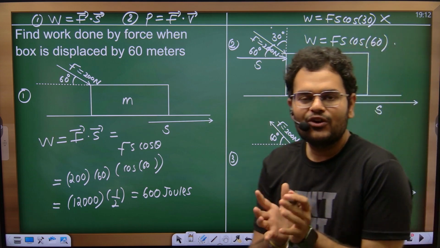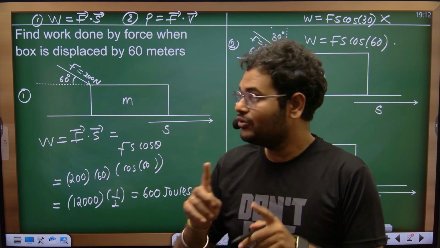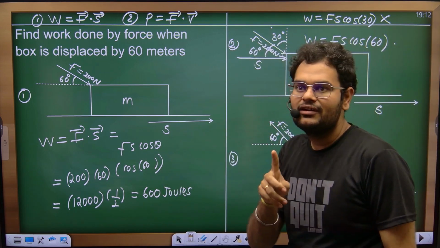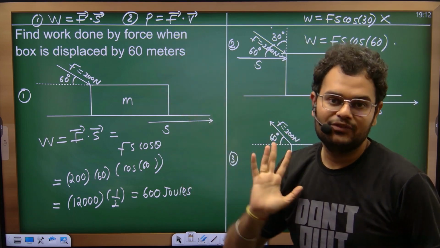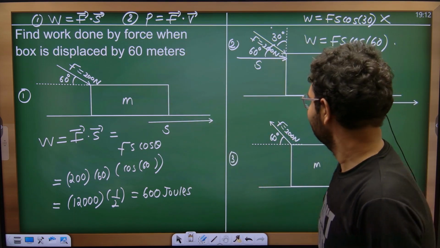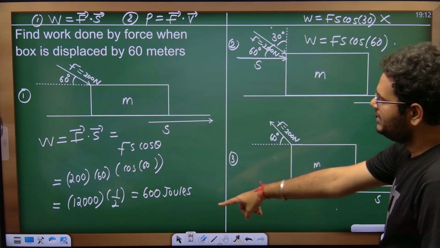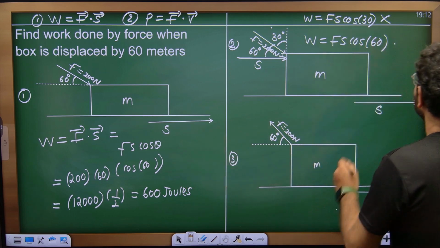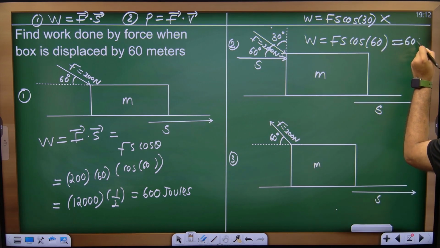One simple formula, but they can trap you. Now here, what trap may they make? In the concept of the angle between two vectors. So the answer will be the same, right? Here also Fs cos 60, here also Fs cos 60. So the answer will again be 6000.